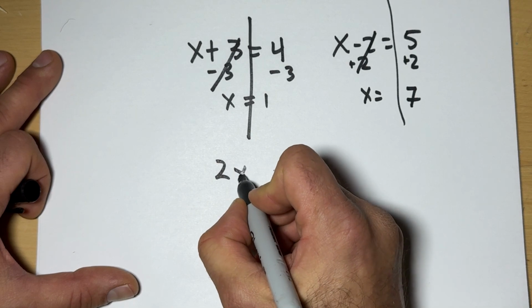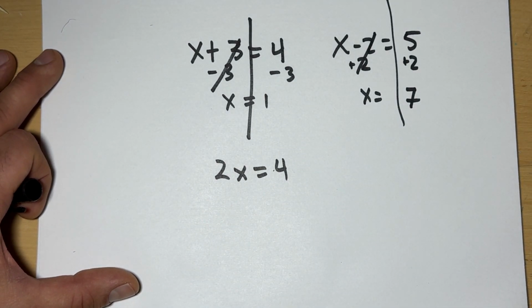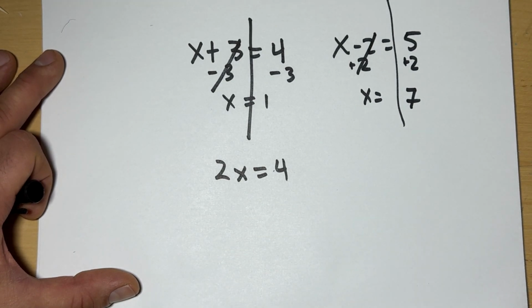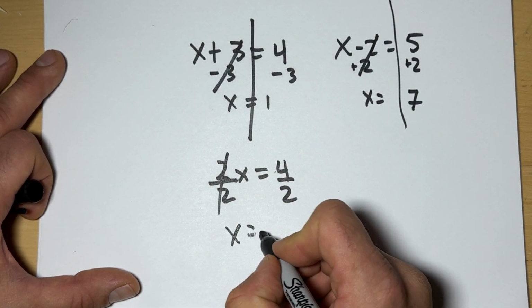The same is true for 2 times x. We shouldn't say 2x, we should say 2 times x. 2 times x equals 4. So how do we get x? We always do opposites. When we solve, we always solve with opposites.